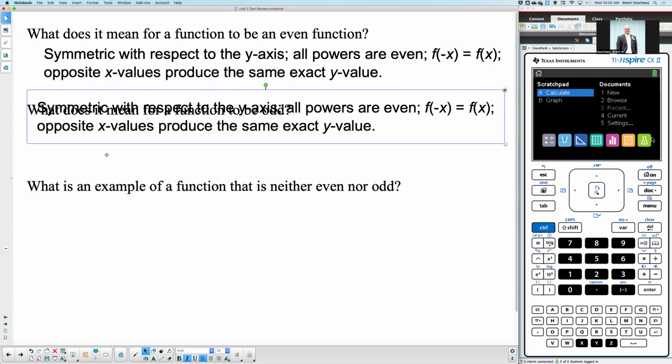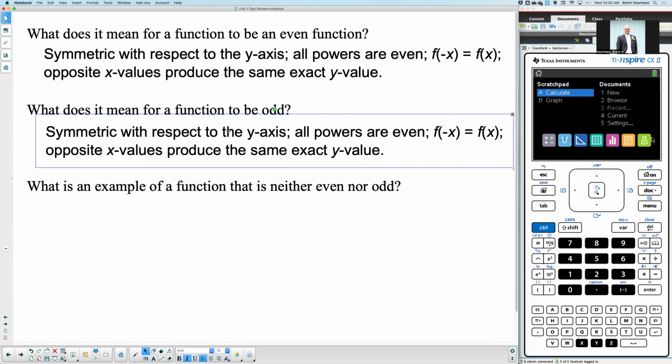If it's odd, where is the symmetry? It's not with the y-axis. Do you remember what the symmetry is with? Nope, not x-axis. I'll give you a hint. It's diagonal. So what do you cross over if you always go diagonal? The origin. Symmetric with respect to the origin.